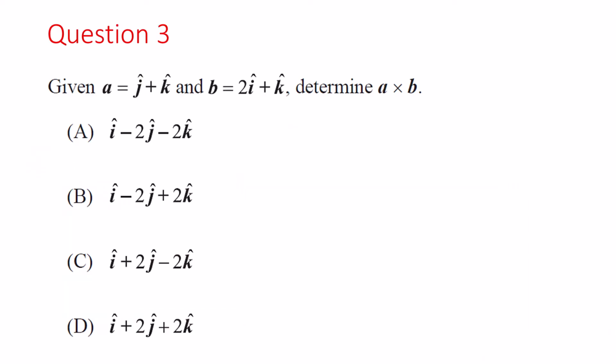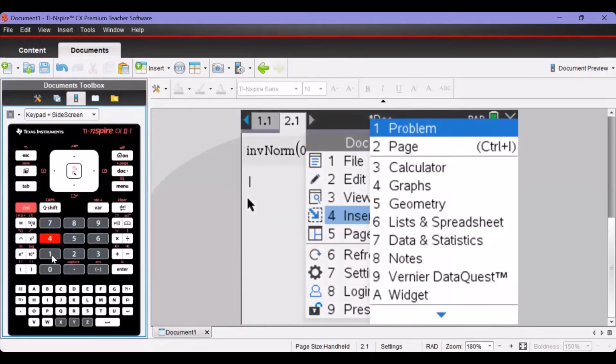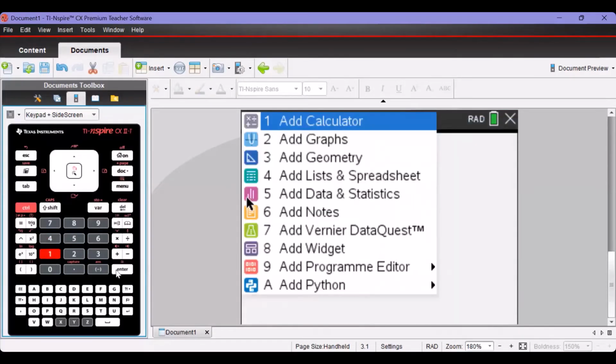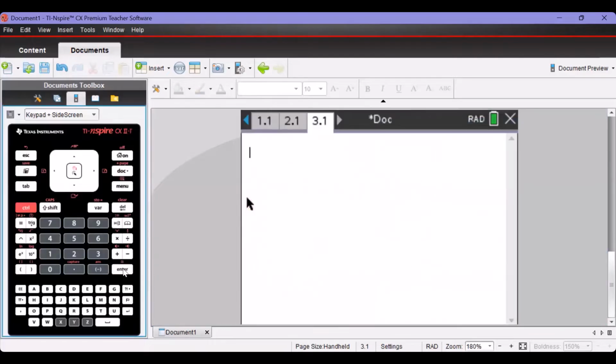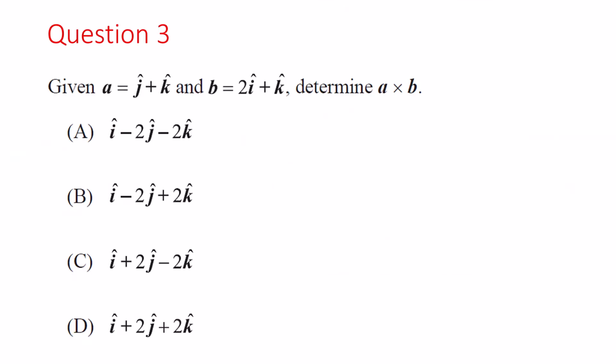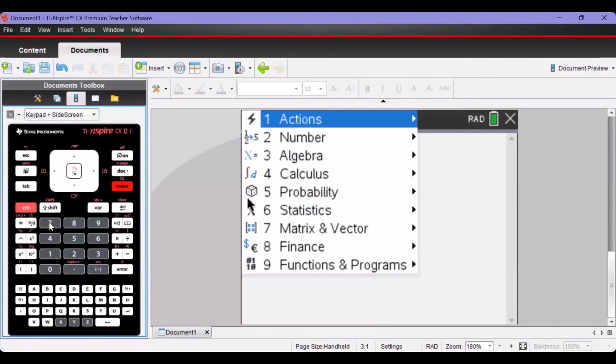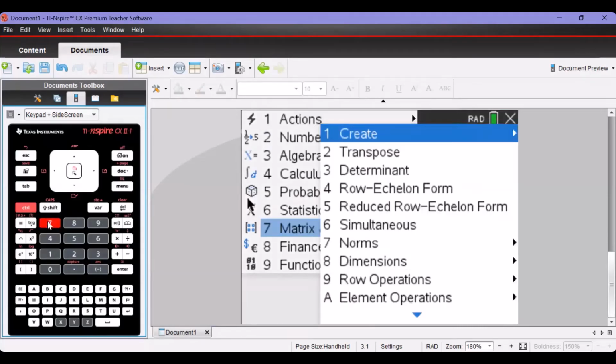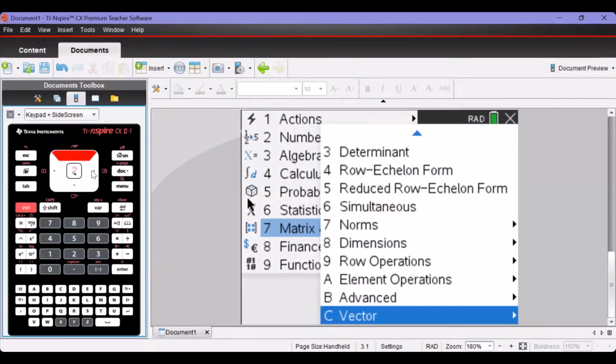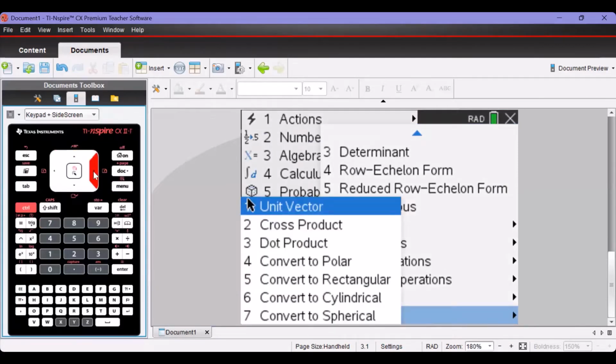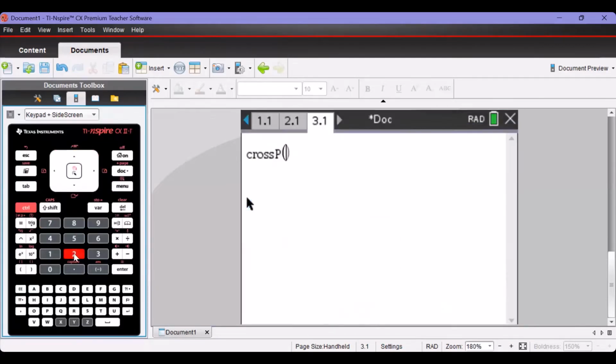Question 3. Press doc, 4 for insert, 1 or enter for new problem, add a calculator. Here we want to determine the cross product of vectors A and B. To find the cross product, press menu, 7 for matrix and vector, and then scroll up to vector, arrow to the right and press 2 for cross product.